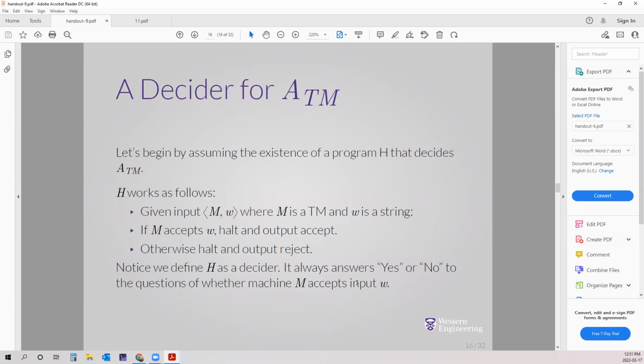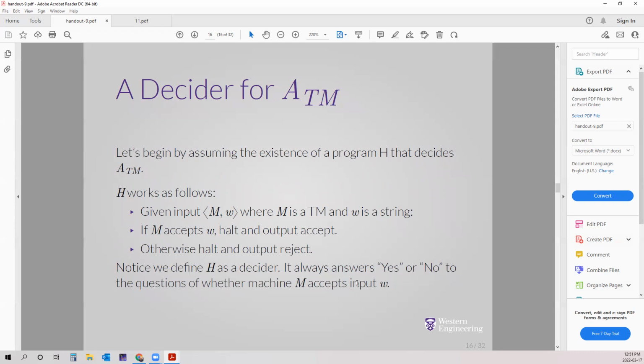A decider for ATM. Let's begin by assuming the existence of a program H that decides ATM. H works as follows. Given input M, W, where M is the Turing machine and W is the input string, if M accepts, halt and output accept, otherwise halt and output reject. Notice we define H as a decider. It always answers yes or no to the question of whether machine M accepts input W.